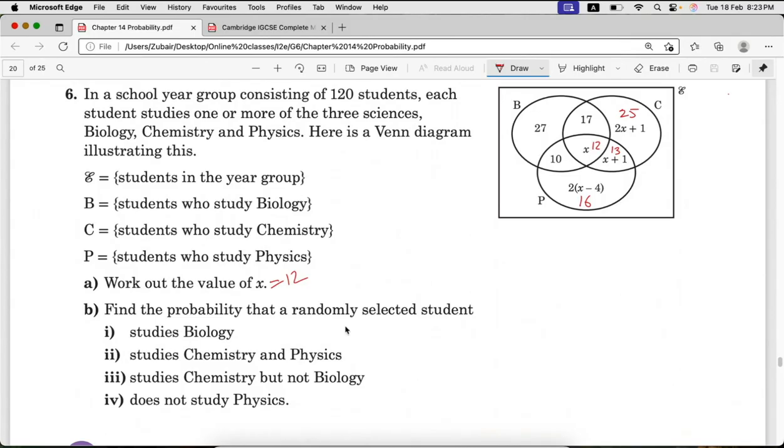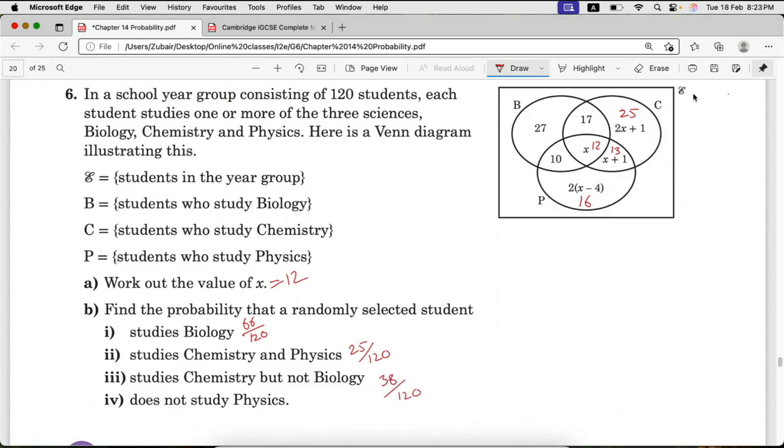Find the probability that a randomly selected student studies biology. 66 over 120. 27, 17, 10, 12, 66. 66 over 120. Chemistry and physics. 25 over 120. Chemistry, but not biology. It's 38 over 120. Very good.